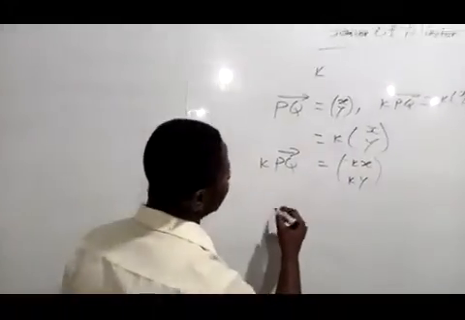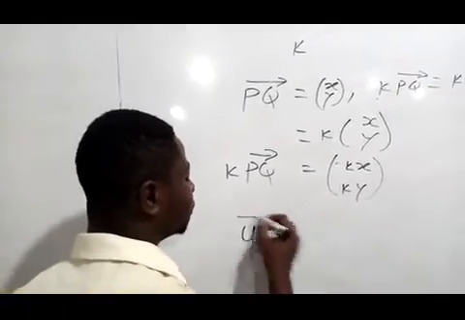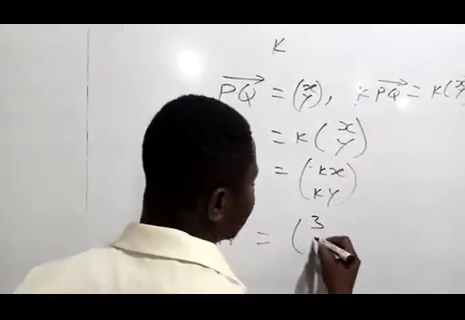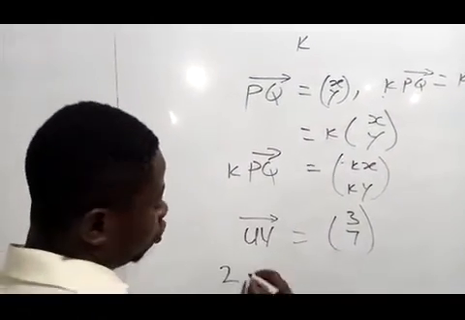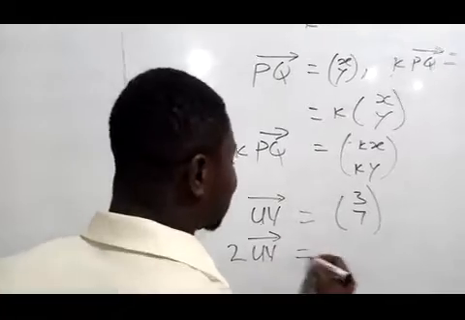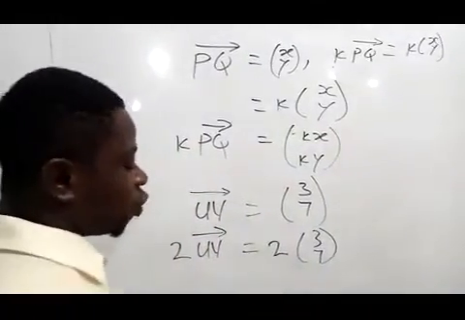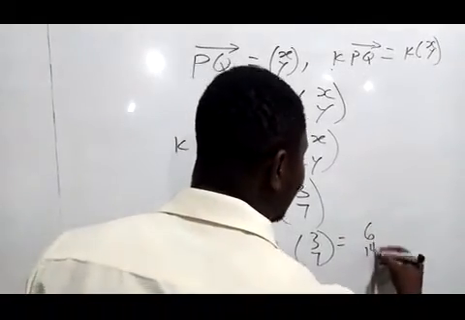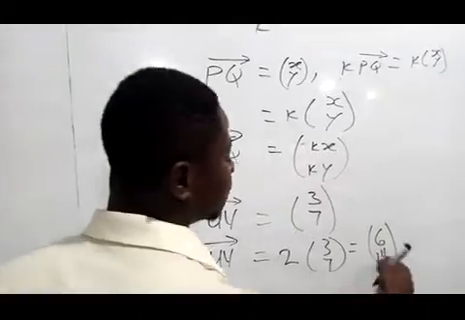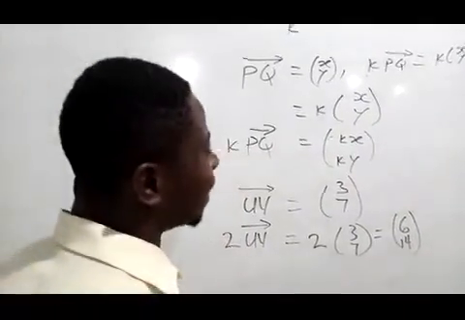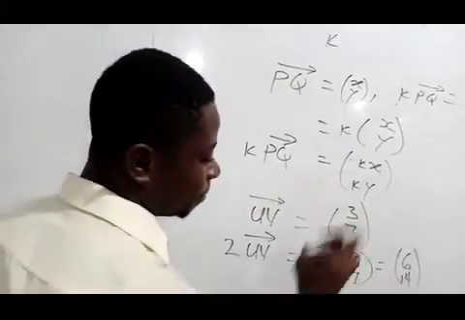Okay, before I move on to that, when we have UV to be say (3, 7), and we are asked to find say 2UV, then this is going to be 2(3, 7), which will now become (6, 14). That is to say that 2 times 3 gives us 6, and 2 times 7 gives us 14. It's as simple as that. So it means that the scalar multiplies both values in the bracket.